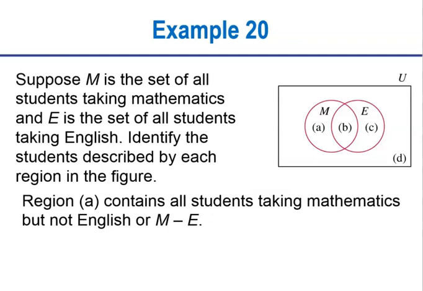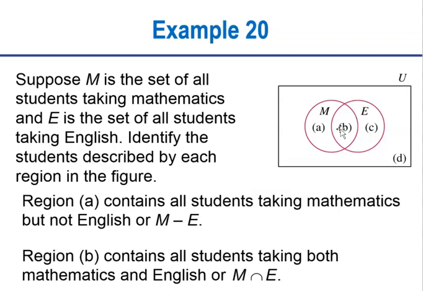So if we were to describe in words what set B is, notice that's this leaf-shaped piece in the middle. That is the intersection of set E and set M. So those are elements that are both in E and M. E represents English, M represents mathematics, so surely that's students that take both English and mathematics. And there it is, region B contains all students taking both mathematics and English, or M intersection E.